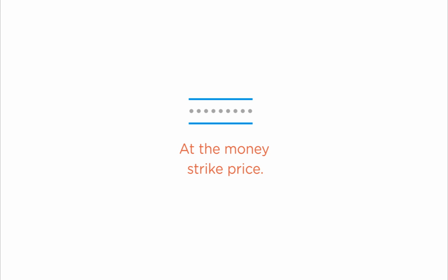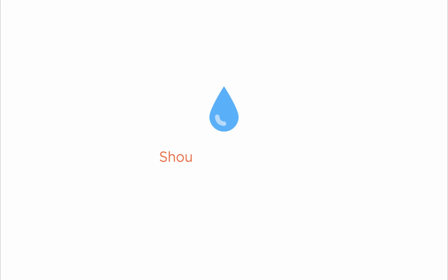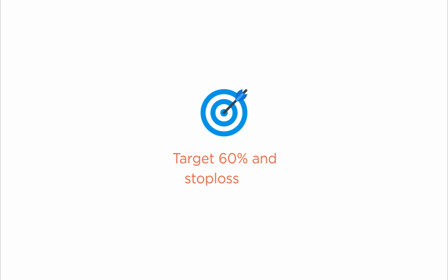So that's it. I'll recap. Number 1, make sure you're trading 7 days before expiry. Make sure you're trading at the money strike prices. Liquidity, you should have a decent amount of contracts traded that day. In options, your target will be 60%. Your stop loss will always be 30%.